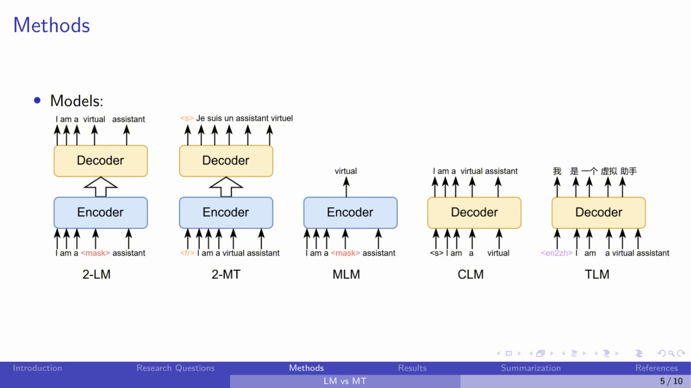We also consider three single-stack models. MLM is an encoder-only model trained on the masked language modeling objective. CLM is an autoregressive causal language model, and the TLM is an autoregressive model trained to generate a sentence, followed by its translation in the language specified by a given control token.